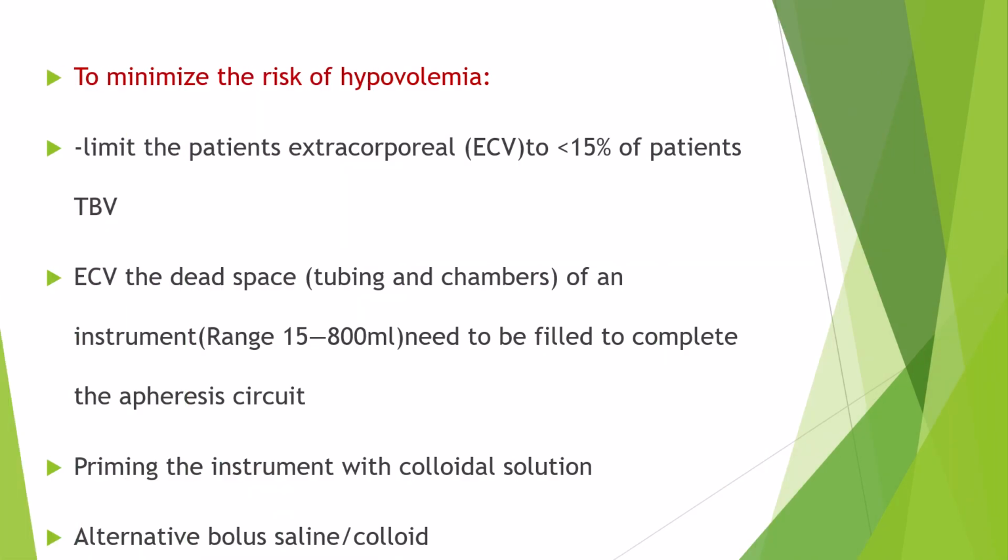To minimize the risk of hypovolemia, we have to limit the patient's extracorporeal volume to less than 15% of the total blood volume of the donor. The ECV is a dead space, that means the tubing and the chamber of the instrument, which range from 15 to 800 ml, that need to be filled to complete the apheresis circuit. So priming the instrument with a colloid solution or with properly washed RBCs can be done to minimize the risk of hypovolemia. Alternatively, a bolus of saline or colloid solution can be given to the donor.